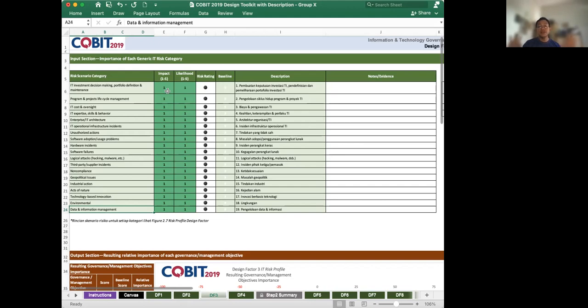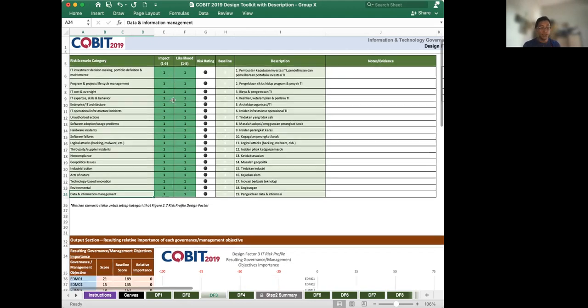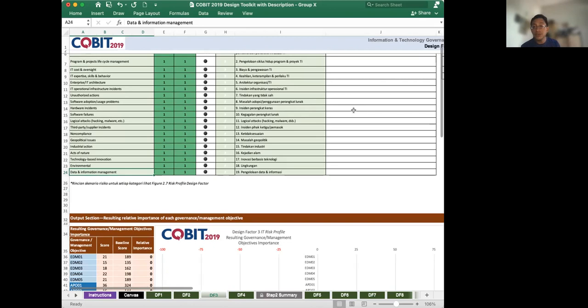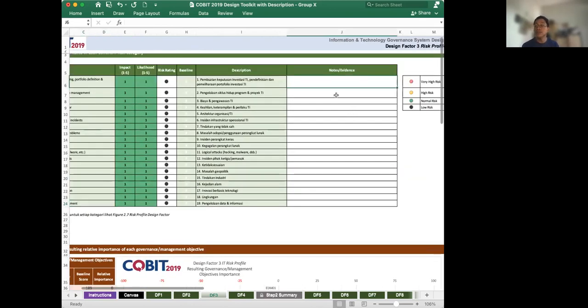So the lowest level risk is when you put the low impact, number 1, and also you put the likelihood 1 as well. It means that it's unlikely to happen. So 1 and 1 is the lowest level. The highest level is 5 and 5. You can put different numbers, but you need to justify. This is the one that you justify in the next session.